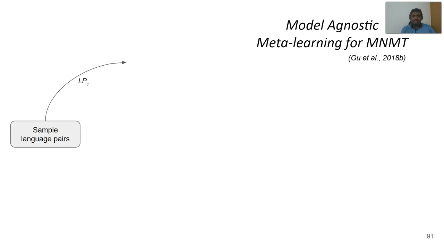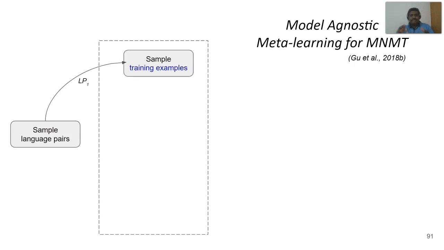I'll illustrate the steps for a single language pair, and this has to be applied for every language pair. So we sample a language pair, we sample a few training examples for this language pair, and we simulate a training step. This means that we compute the cross entropy loss and compute the gradient. We do not update the parameters of the meta model.